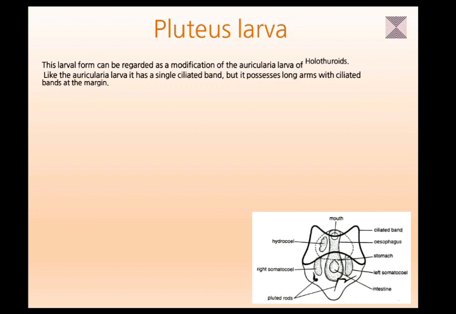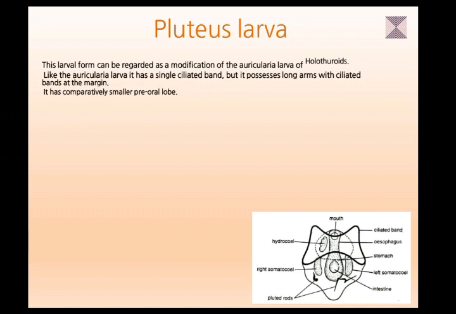Now, like the Auricularia, it has a single ciliated band which is present over here. So this is the ciliated band. But it possesses long arms with the ciliated bands at the margins. So this ciliated band is actually present just like this around the mouth. And these are also modified into arms in this particular case.